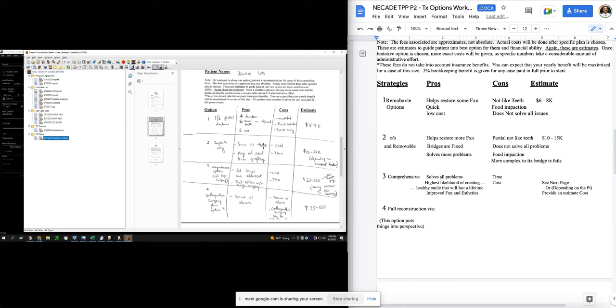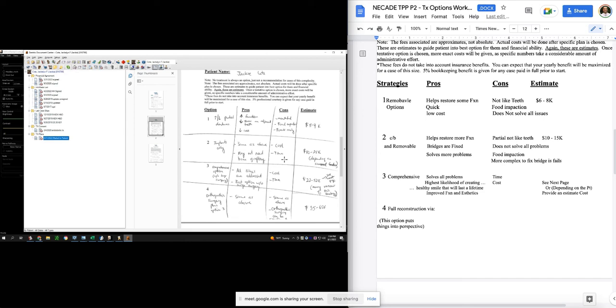The upside to that is we increase her function, we decrease the stress on adjacent teeth, and it's a relatively low cost. Relatively meaning this price here is significantly less than this. The downsides are cost and time. I probably could have put here, many of the issues are not addressed. So I try to use that language a lot.